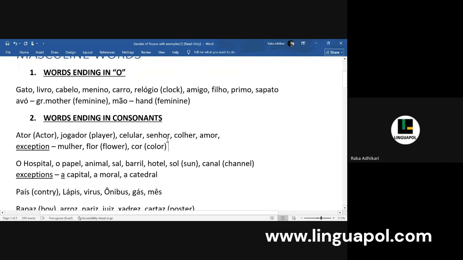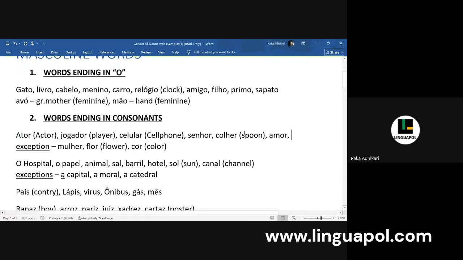So that is jogador. Celular. ¿Qué significa celular? Phone. Cell phone. Okay, a mobile phone. Señor is sir. We already know this. Señor or señora. Then we have colher. Colher is a spoon. What is amor? Love. We already know this.